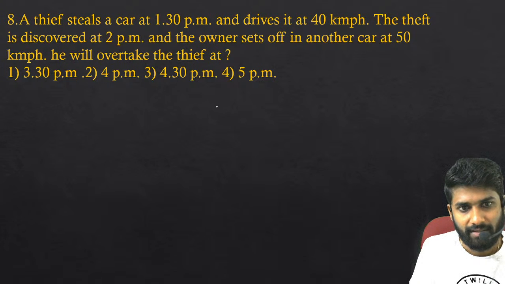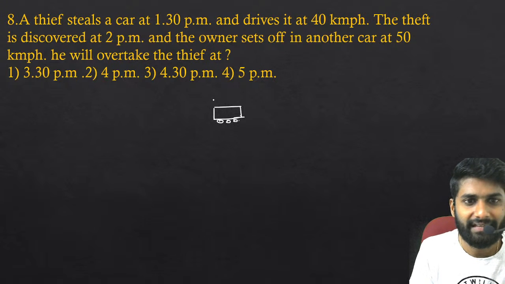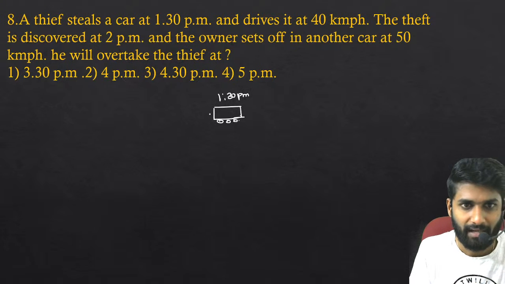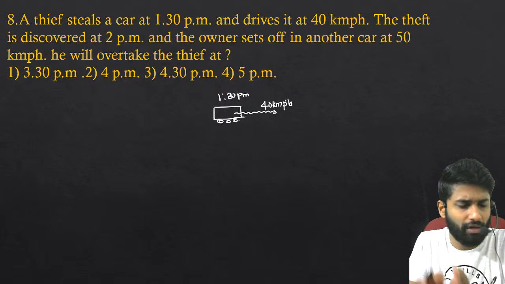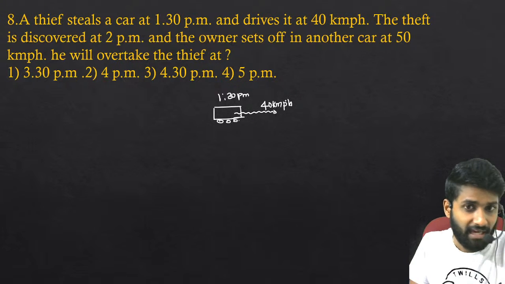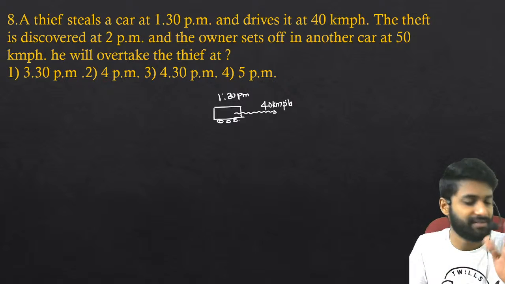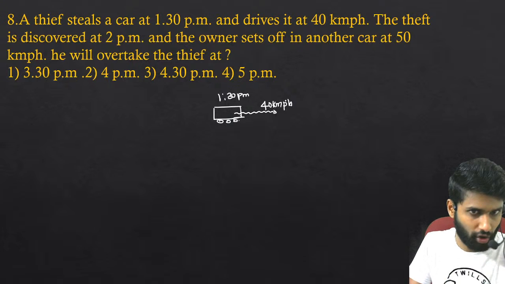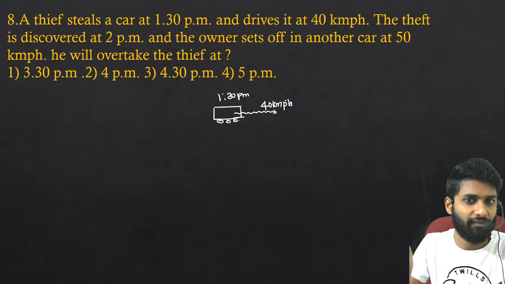Now see, this is the car, and this is the car. He steals at exactly 1:30 p.m. Still, the owner did not observe that incident. The thief drives this car at a speed of 40 km per hour. Now, only one person is moving. It deals with speed. If one person moves along with another person at the same time, it deals with relative speed, where you find the difference between the speeds. Still, there is no relative speed, because the owner did not observe what happened. So the thief steals the car and it starts moving at 40 km per hour.